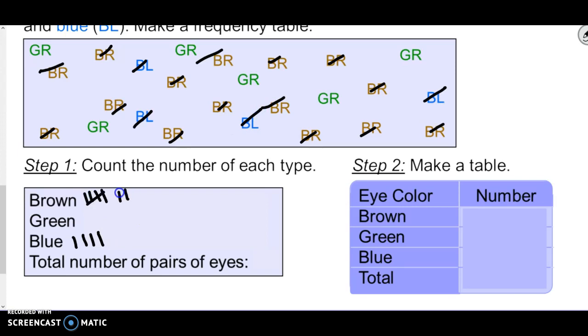Ooh, it's hard to keep that straight. Sorry about that. And then we have 1, 2, 3, 4, 5, 6 green. Alright, so there's 15, 20, total of 25. Then you actually come over here to your table, and this is what you're going to present. So you would write that as 15. Green would be 6. Blue would be 4, and your total is 25. Super duper easy.